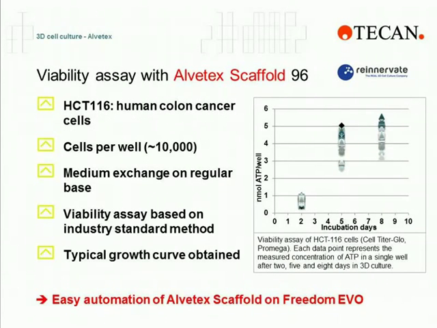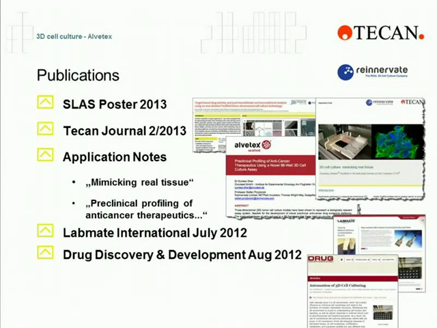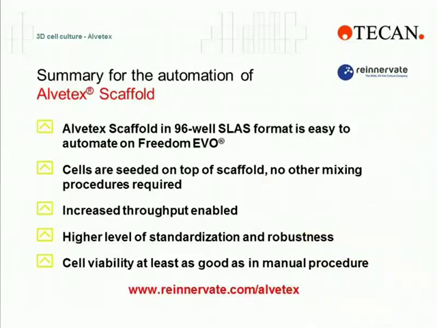What we did when implementing the automation of the scaffold system on our Freedom EVO is we checked the cell viability compared to a manual handling of the plate. And what we finally saw is a typical growth curve absolutely comparable to the manual handling. So we found that the automation of the Alvetex scaffold is very straightforward, very easy, and results in the same or even better cell viability than manual handling. All these data are published in various papers available on the Tecan homepage as well as on the Reinnervate homepage.